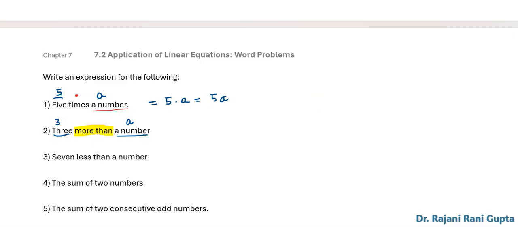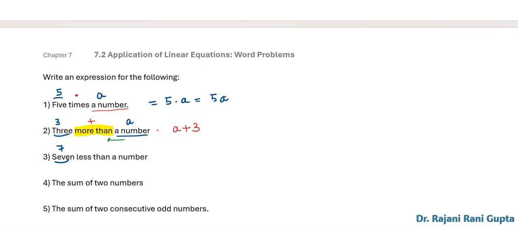3 more than a number. So the expression becomes here 3 more than a number. So you can write A plus 3. 3 more than a number. We always express it from right to left. It's easier.